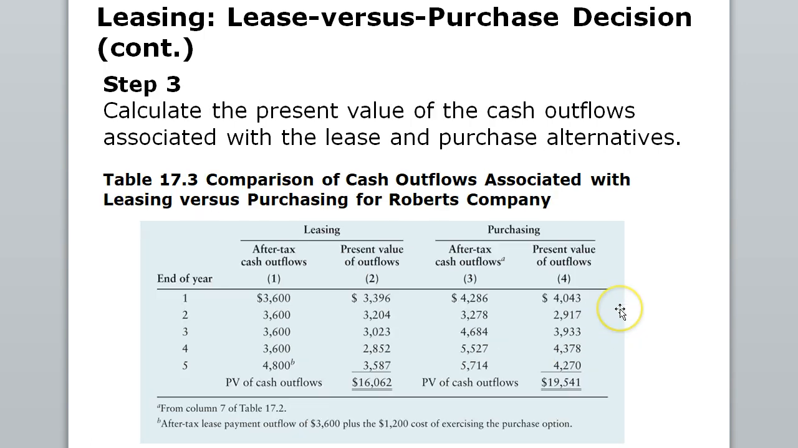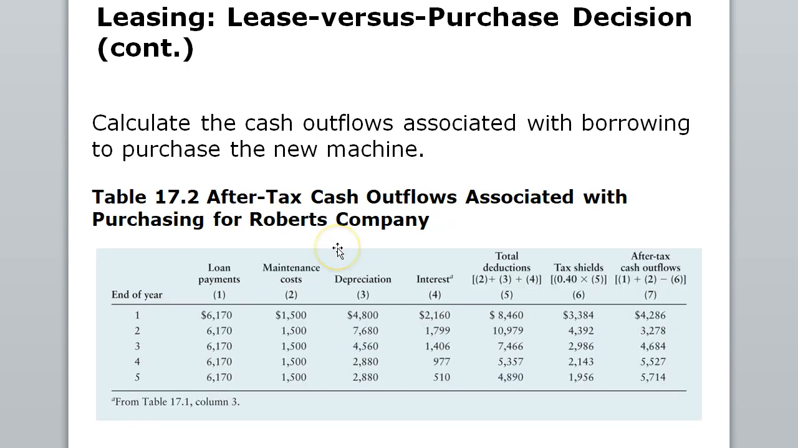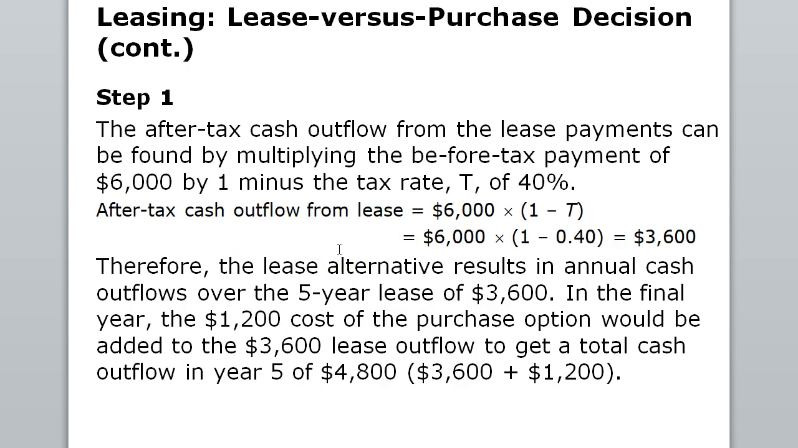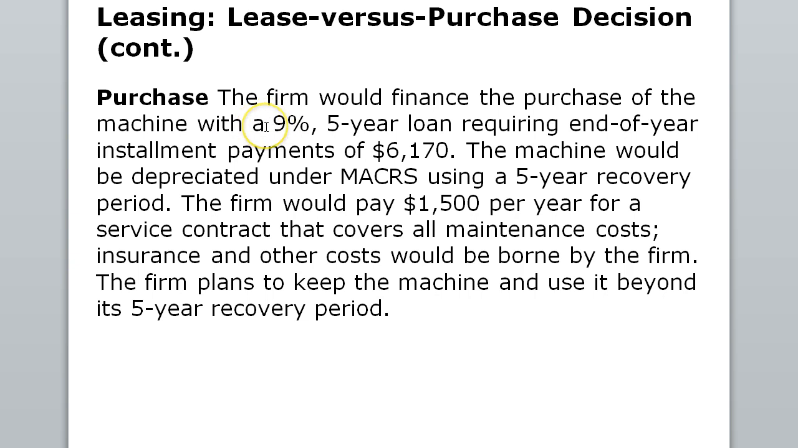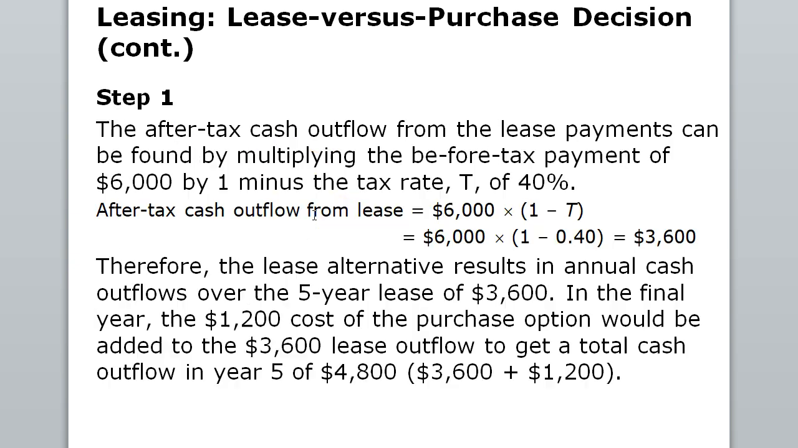So step 3, calculate the present value of the cash outflows associated with the lease and purchase alternative. So here we have the leasing after-tax cash outflow, so we know it's $3,600 per year. Last year has an extra $1,200 for the purchase. So we just discount all of these at the cost of capital, which is discussed earlier. If we go back in the problem, they give us the cost of capital here at 9%. That's what we'd use for the comparison. Okay.